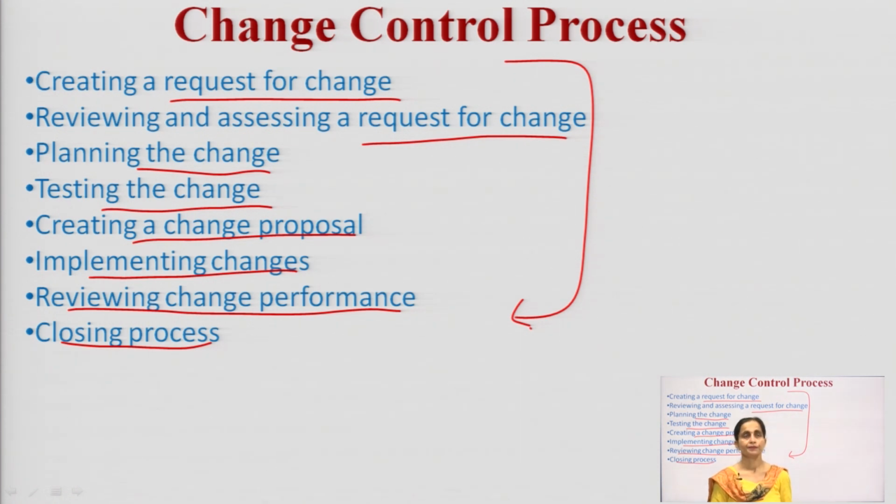After planning, this change should be tested once the coding is done as per this planned change. Then a proposal to change is created, after that it should be implemented, meaning the different test results should be generated as per this change request. After that it should be reviewed, how much is the change in performance in comparison to the existing performance. Was it a good idea to change or not? After then it is closed. So, these are the steps in which my change control process happens.